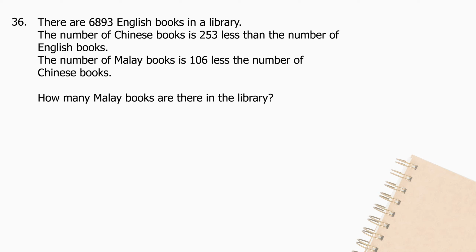Question 36. There are 6,893 English books in a library. The number of Chinese books is 253 less than the number of English books. The number of Malay books is 106 less than the number of Chinese books. How many Malay books are there in the library?